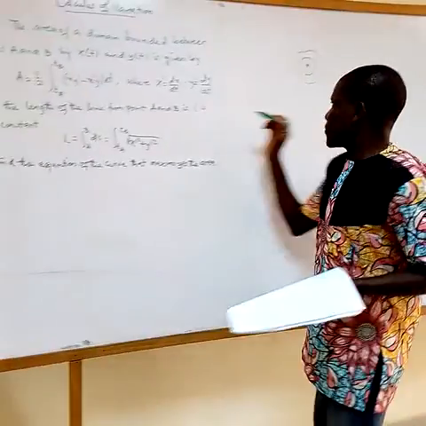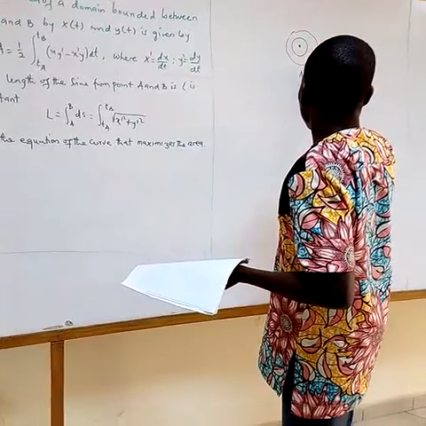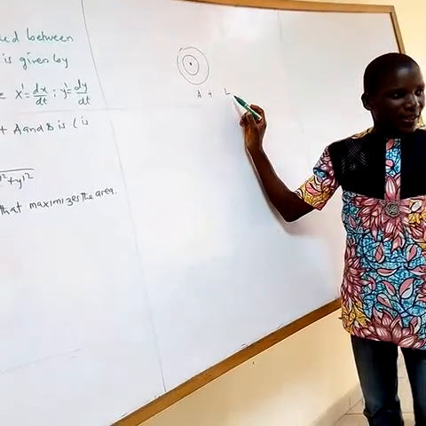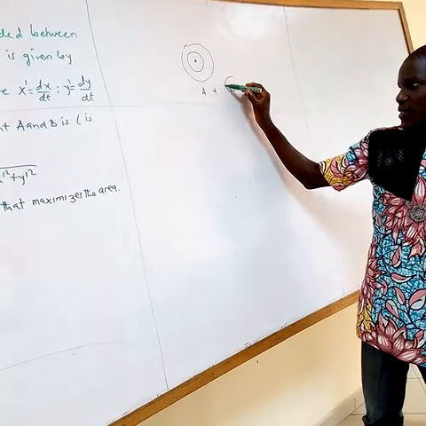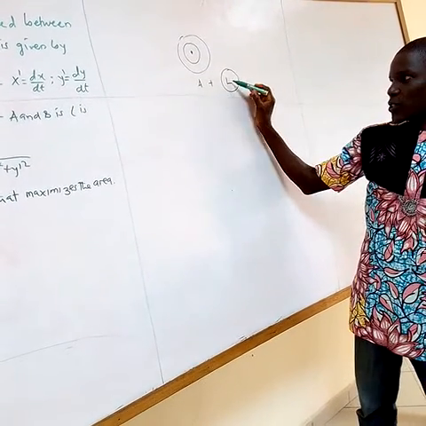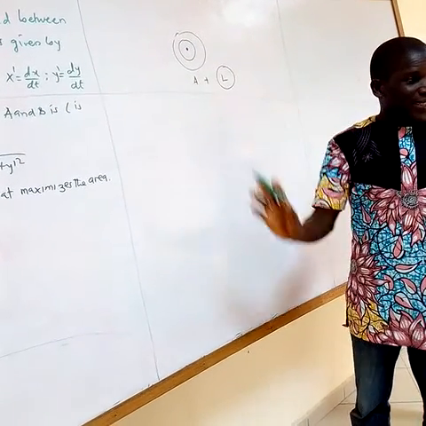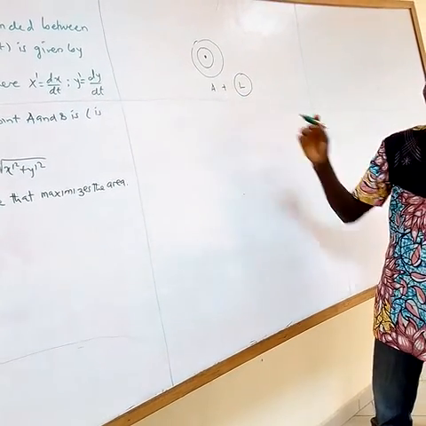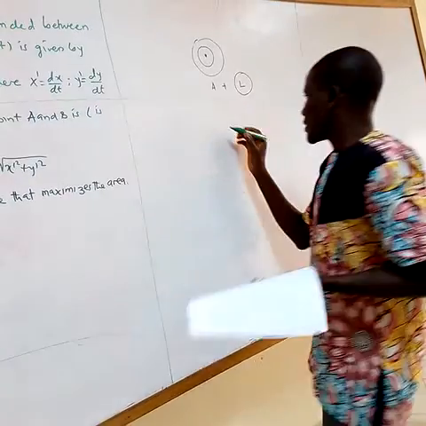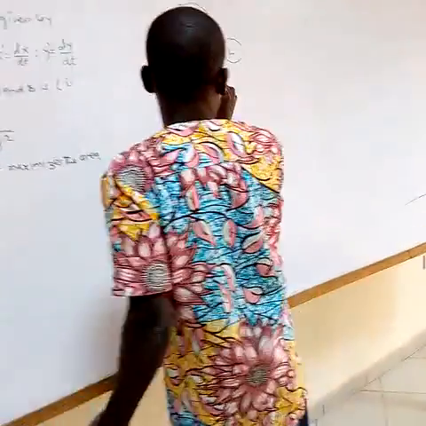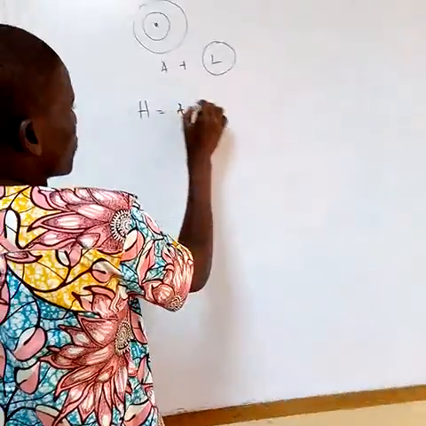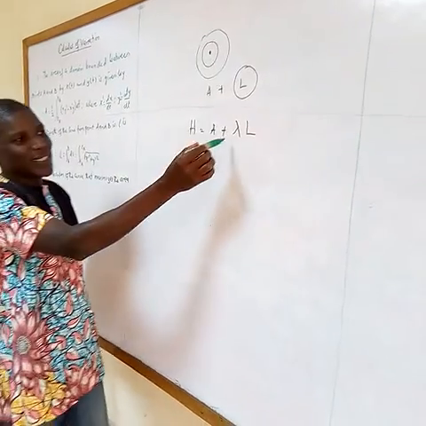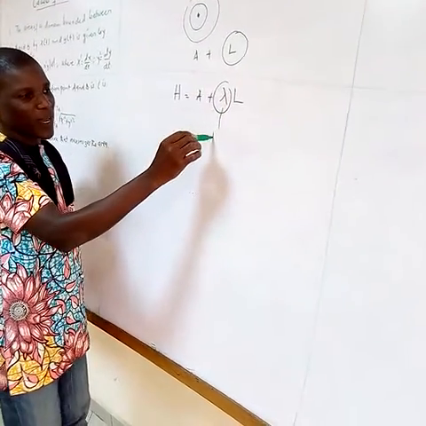But in this case, you have the area and you have the length. Automatically, the length is far bigger than the area. So what you need to maximize in this case is the length in order for it to cover the entire area. So the first thing you have to do is to generate what is called the Lagrangian equation. You represent it as h, which is equal to a plus the Lagrangian multiplier times L, where this is the multiplier.